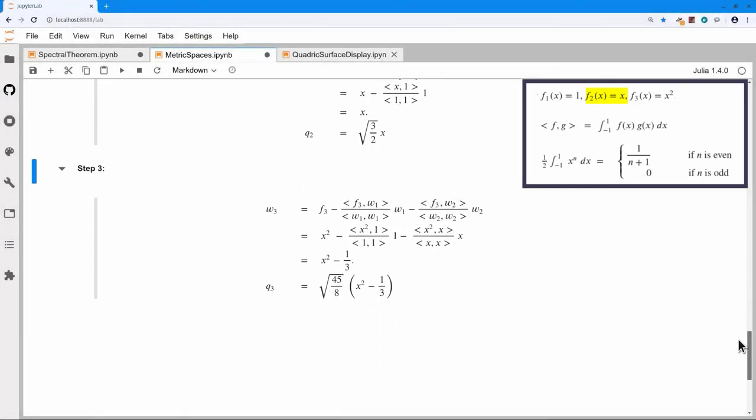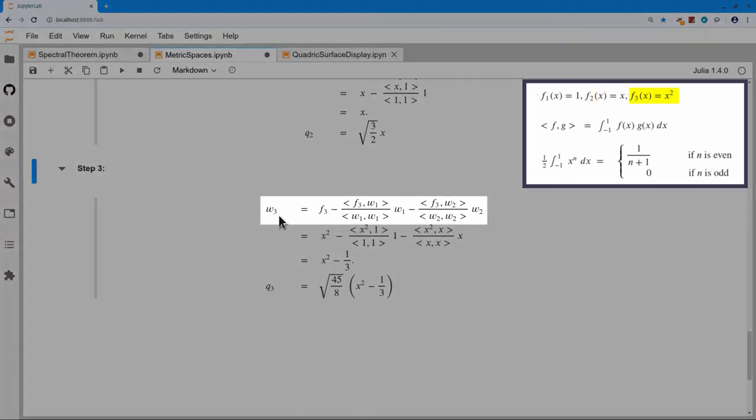In step 3, I'm going to write down my formula as before. w3 is f3 minus f3 dot w1 over w1 dot w1 times w1, minus f3 dot w2 over w2 dot w2 times w2. And when we plug in, since w2 was just x and w1 was just 1, we get x squared minus the inner product of x squared and the function 1 divided by the inner product of the function 1 with itself times the function f of x equals 1, minus now the same thing with the function f of x equals x. And when we integrate everything out and add it up together, we get x squared minus 1/3.